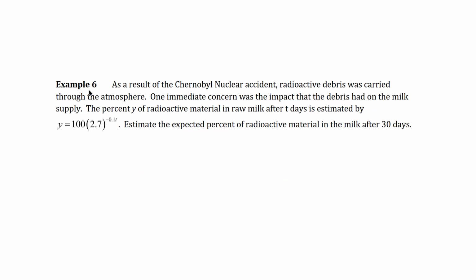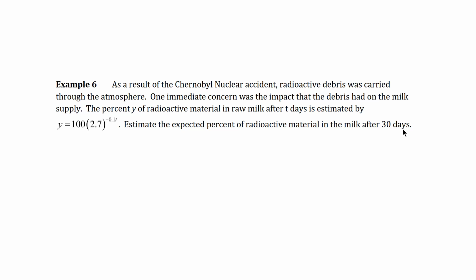In example number 6, as a result of the Chernobyl nuclear accident, radioactive debris was carried through the atmosphere. One immediate concern was the impact that the debris had on the milk supply. The percent Y of radioactive material in raw milk after T days is estimated by the equation Y equals 100 times the parentheses 2.7 raised to the negative 0.1 T power. Estimate the expected percent of radioactive material in the milk after 30 days.